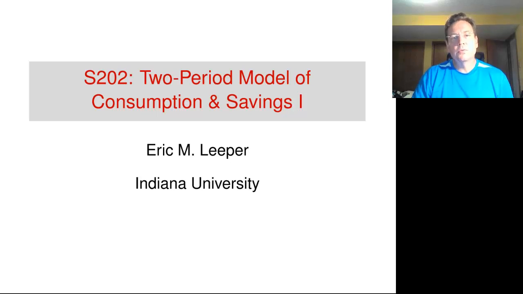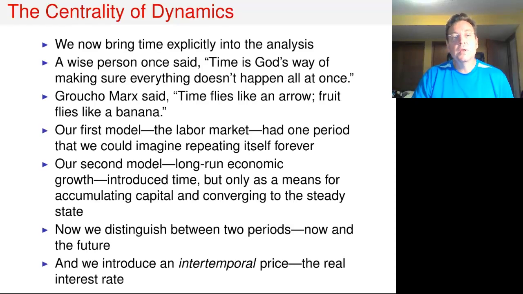We're going to turn now to looking at a dynamic model. It'll be a two-period model in which the consumer will make a consumption and a savings decision. And so they'll essentially be choosing how much to consume today versus how much to consume in the second period. So we're bringing time explicitly into the analysis.